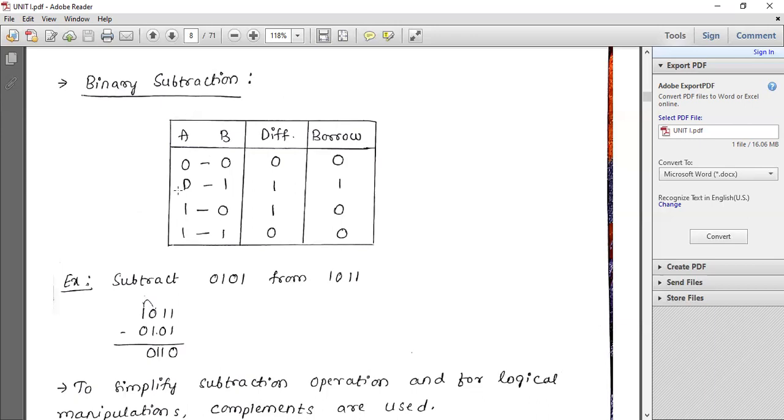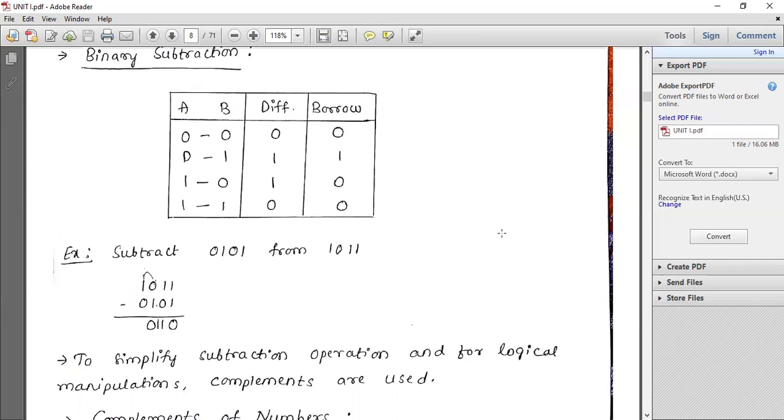So now the subtraction continues as 2 minus 1. It results in 1. That's the reason 0 minus 1 gives a difference of 1 with a borrow of 1. So this is the truth table we have to remember for binary subtraction. As we said, two types of subtraction procedures will happen: subtraction of the smaller number from the larger number, as well as subtraction of the larger number from the smaller number.